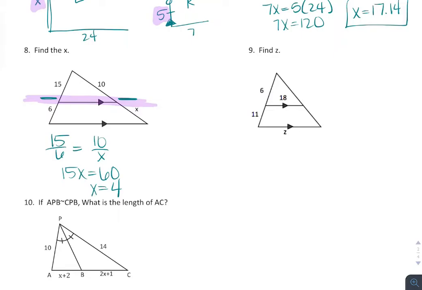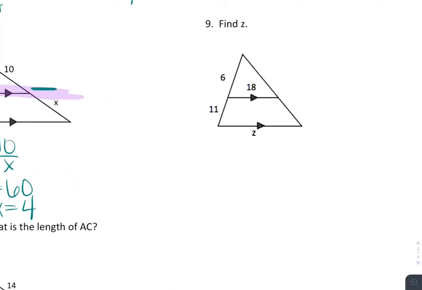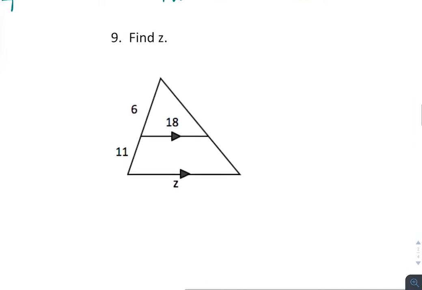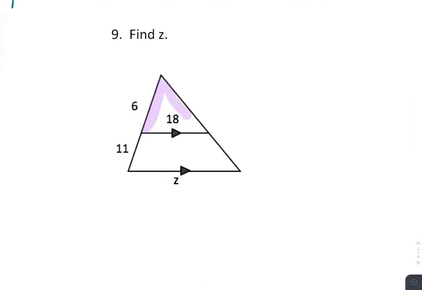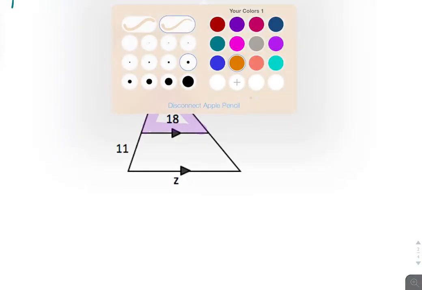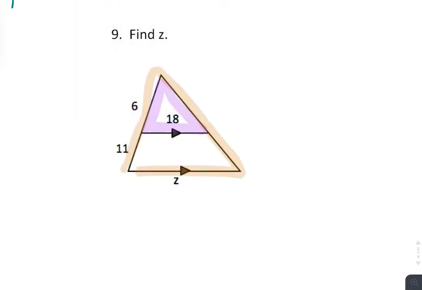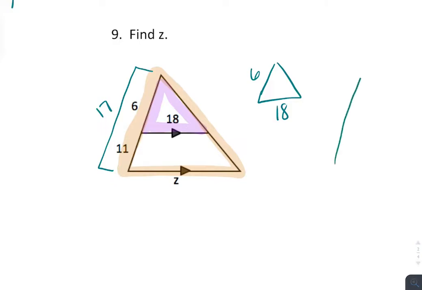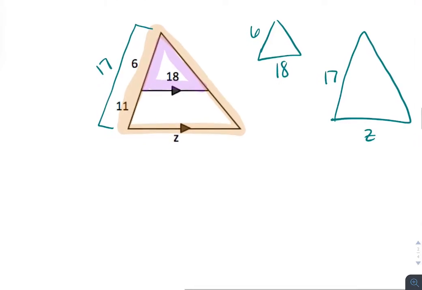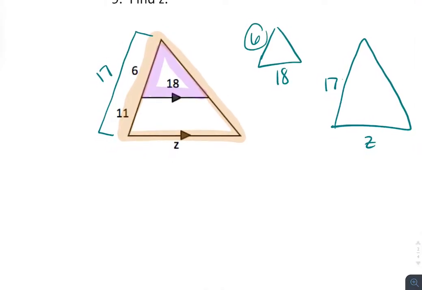Okay. Our next one is not the same type of question. So on this one, we have two triangles. We have first our little triangle, and then we also have this outside triangle. So on this one, our outside triangle has a long side of 17, so 6 plus 11. So what we're going to do, I'm going to draw it out because I like to see it this way. We have 6 and 18, and then our big one is Z and 17. So now our sides that go together, we have 6 and 17.